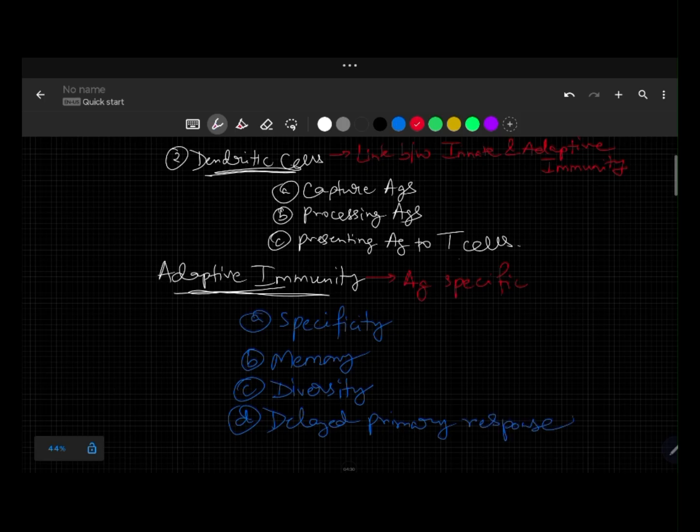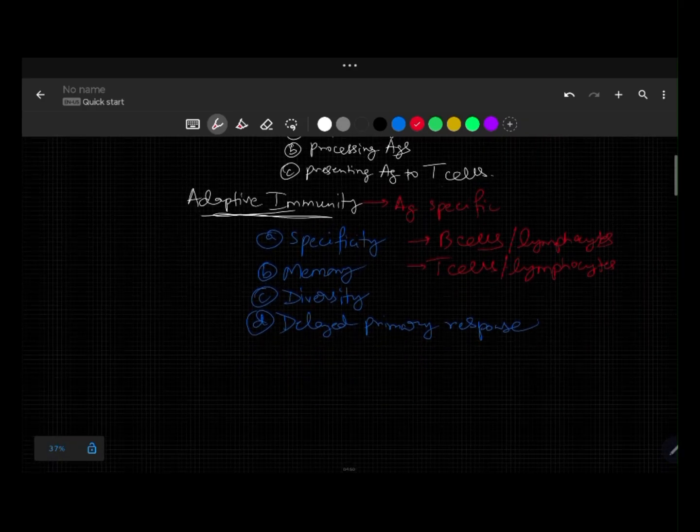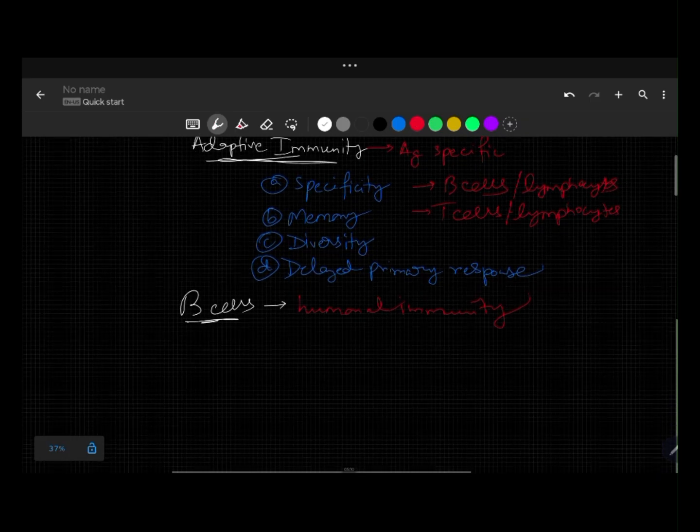The major players, as I have told you, are B cells and T cells, B lymphocytes and T lymphocytes. These are key players in adaptive immunity. Now if we talk about B cells specifically, they are responsible for humoral immunity, that type of immunity which proceeds with the formation of antibodies.